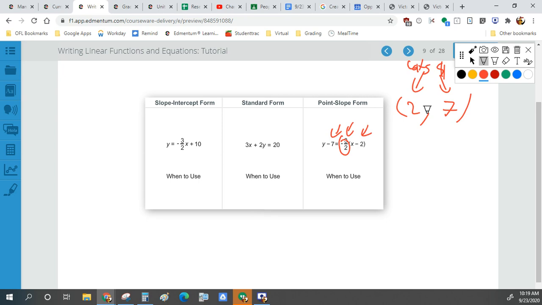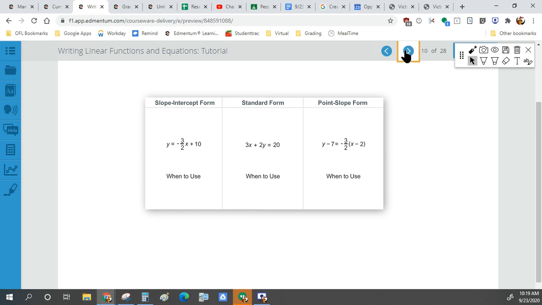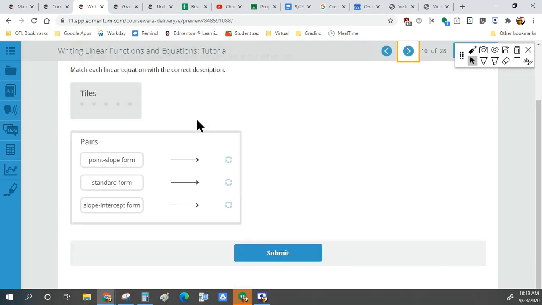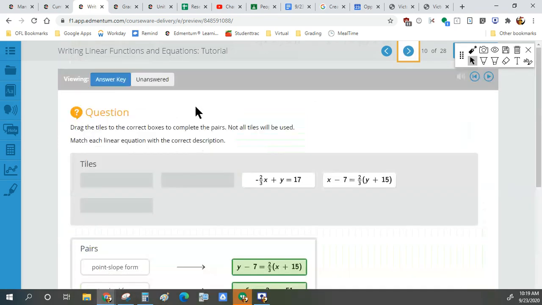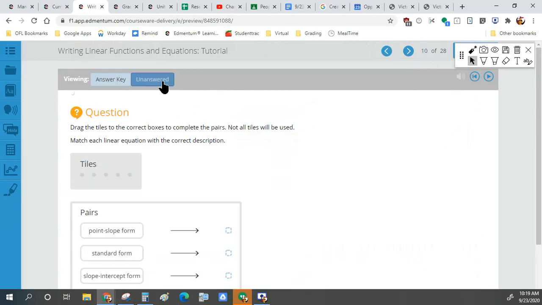So Brianna's brother probably had some money left over when he was doing this. All right. So moving on. So then we're going to look at how to do the rest of these.